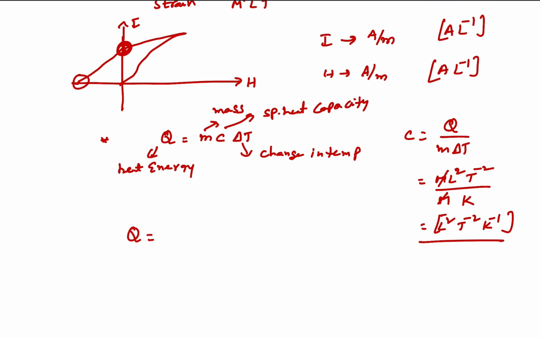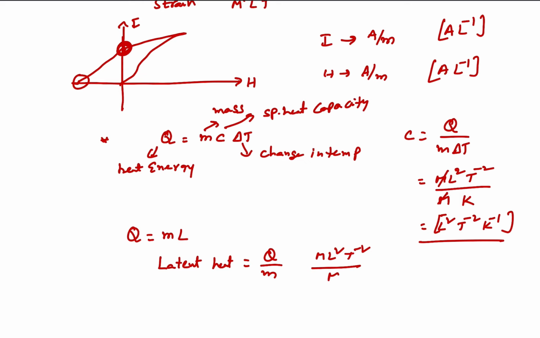Okay. Next, latent heat. Latent heat can be written as Q is equal to mass into L. Latent heat is equal to Q divided by M.